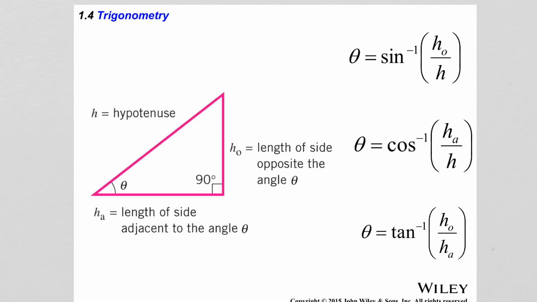So, if I take the ratio of the opposite side to the hypotenuse, and from that I take inverse sine, then that's going to give me this angle theta. The same will happen if I take inverse cosine of the adjacent side divided by the hypotenuse, or if I take inverse tangent of the opposite side divided by the adjacent side. So these are 3 different ways, depending on which pair of sides from this right triangle you know, to find the angle between the hypotenuse and the adjacent side.